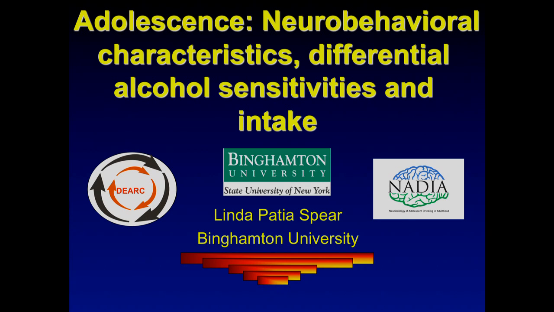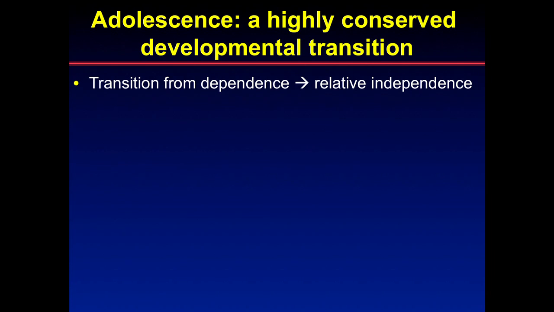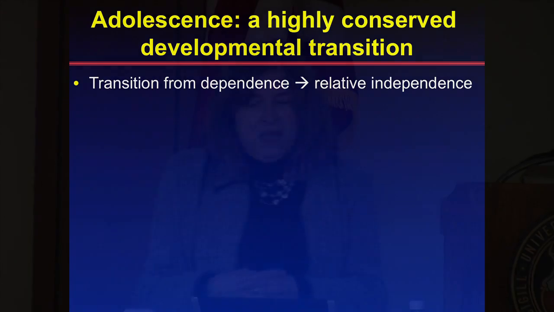So this is what I wanted to talk to you about today. I'm going to step back just a little bit and do some background on why I think we can study some aspects of adolescence in an animal model. It looks like adolescence may be a fairly highly conserved developmental transition, if you define adolescence as the period of time from dependence on one's parents to relative independence.